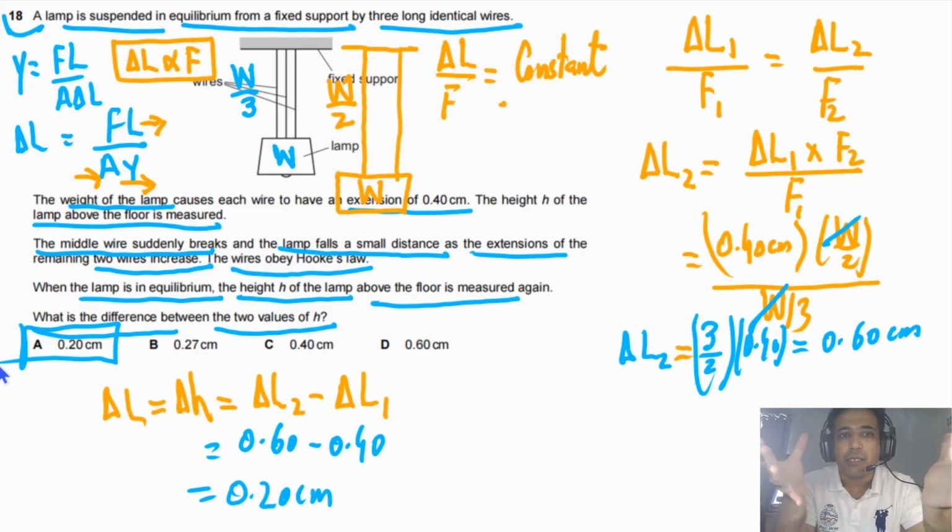Simply you need to understand what is the new value of tension in the wire, and if you have the new value of tension in the wire, you can find out the new value of extension, then simply subtract. So the answer for this question is A. A beautiful question, and this technique is very useful.